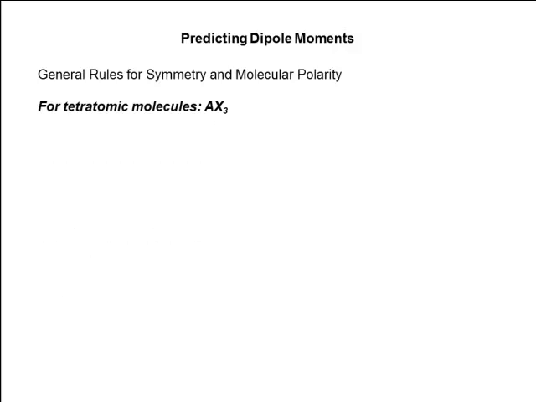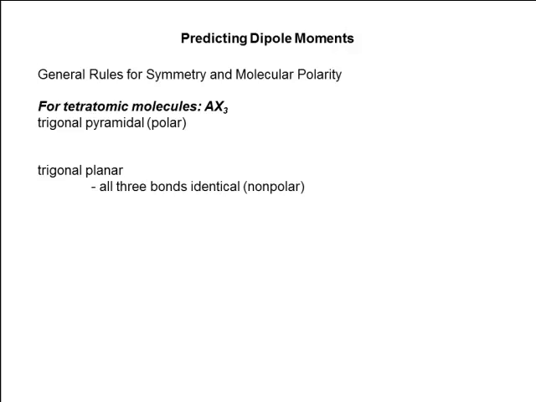For tetraatomic, so four atoms. If you've got trigonal pyramidal, it's going to be polar. If you've got trigonal planar and all three bonds are identical, it's going to be nonpolar. If you've got trigonal planar and one or two bonds are different, it's going to be polar. Changing those bonds breaks up that symmetry, which makes it polar.